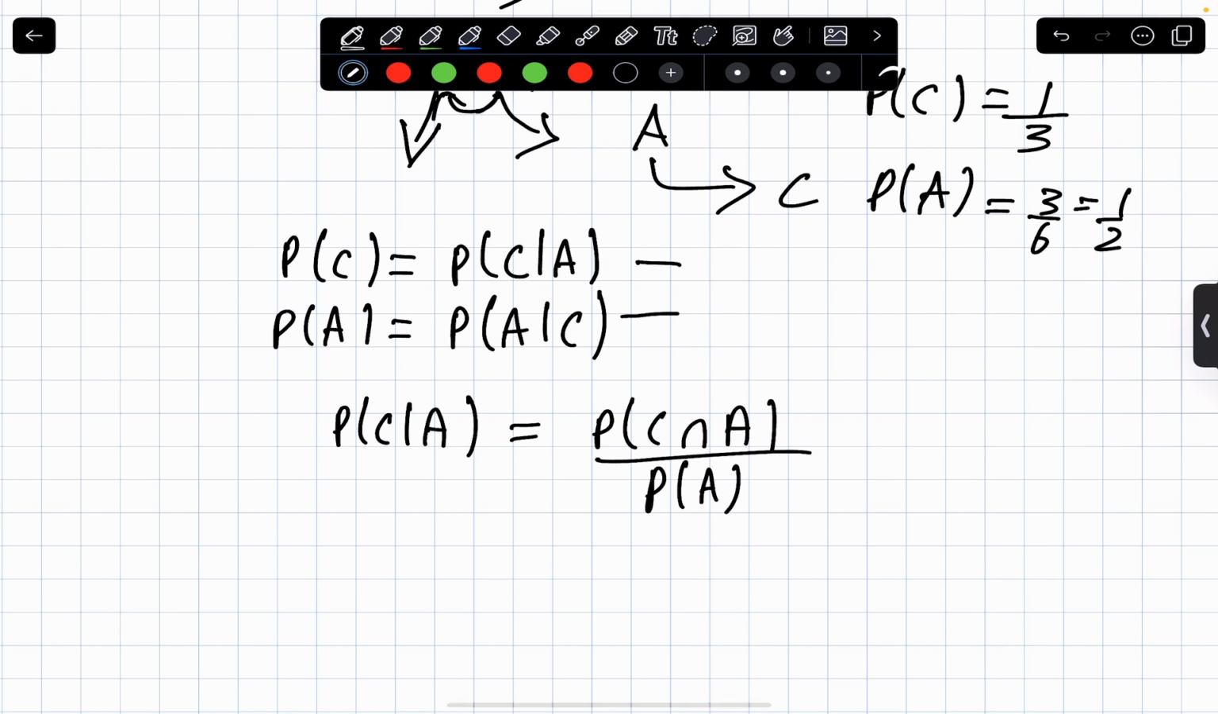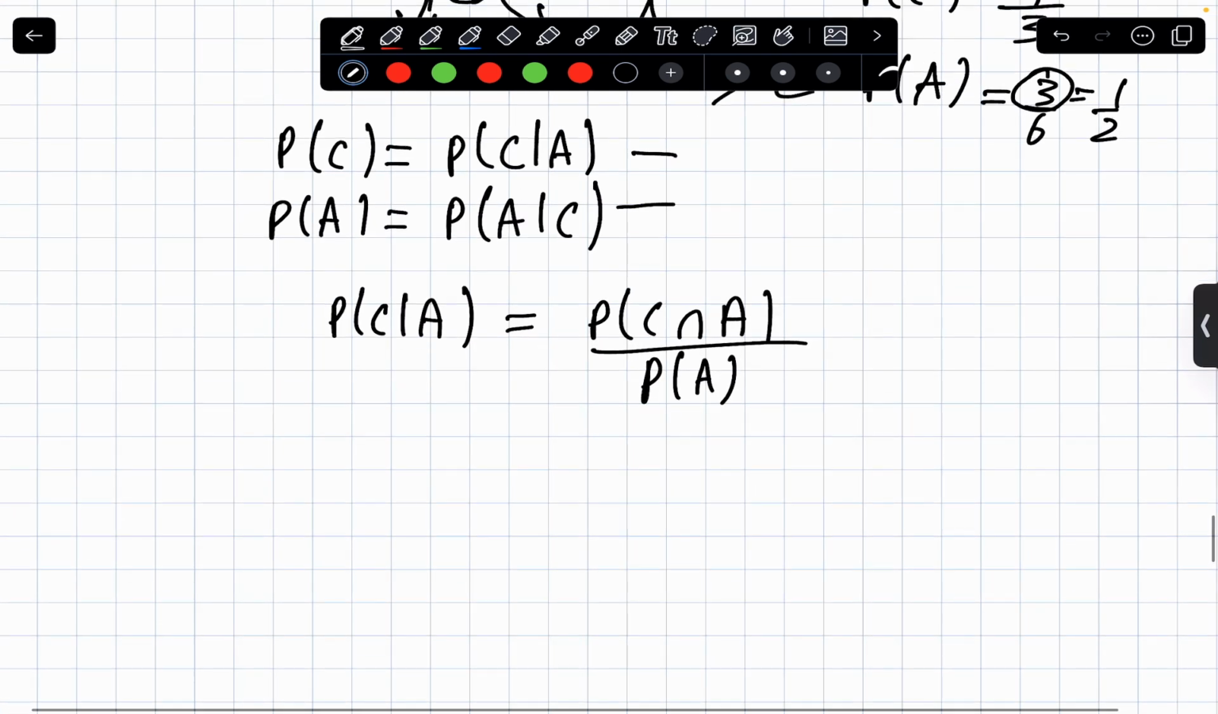So 1 by 2. Okay, it will be 1 by 2. How? We had only 3 outcomes that are odd. That's why it is 3 by 6 equal to 1 by 2. Okay. Now what is the probability of the intersection of A?